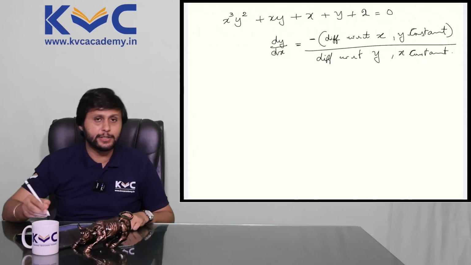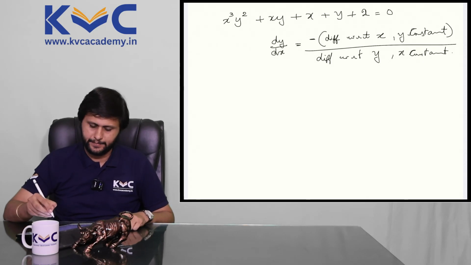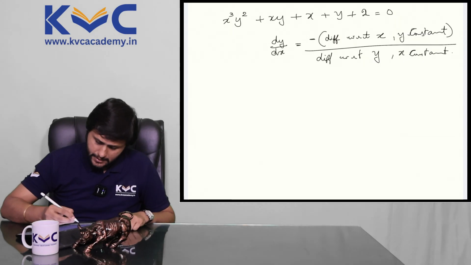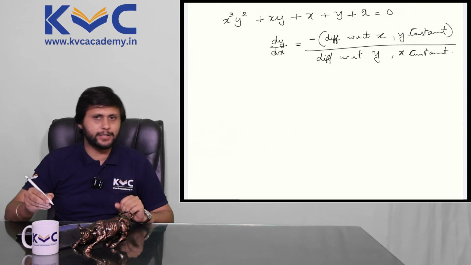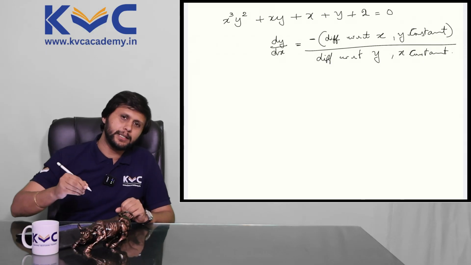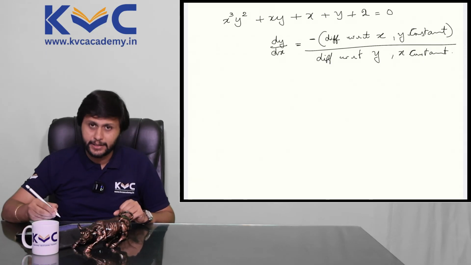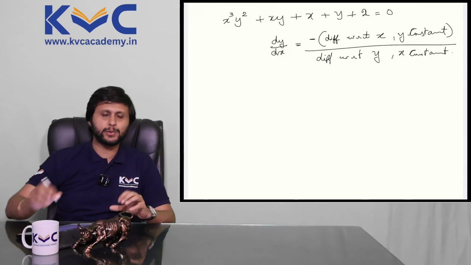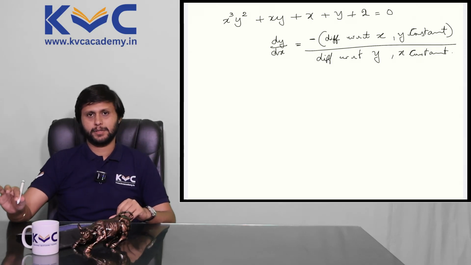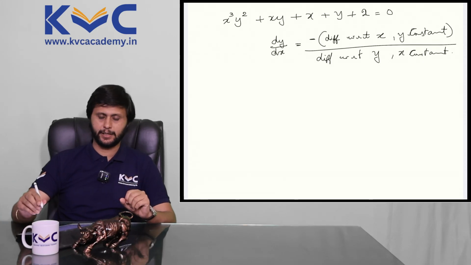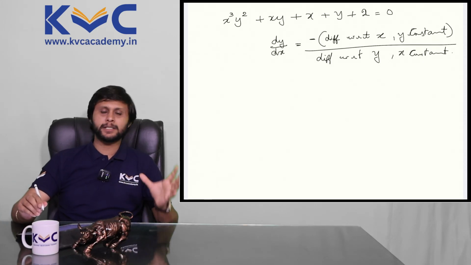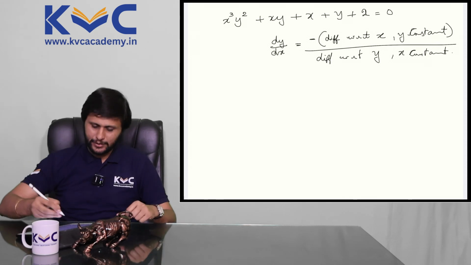Now let's follow this rule and see what we get. First we have x cube y square. I said y is constant. If y is constant, y square is also constant. So we have a constant into a function. It is no longer a product rule. Constant into a function is a constant rule way of differentiating. We keep the constant outside and differentiate the function only.